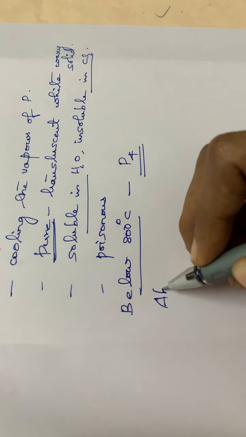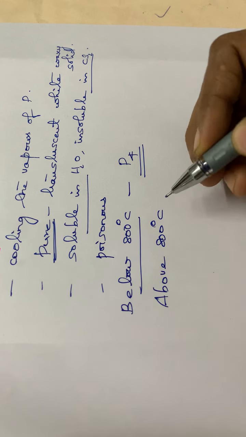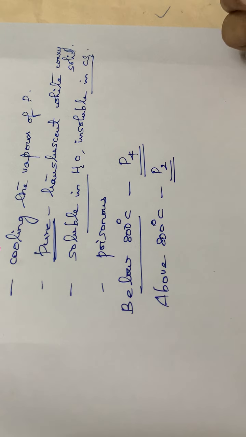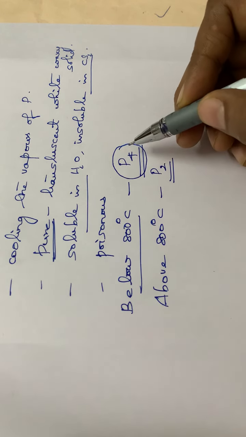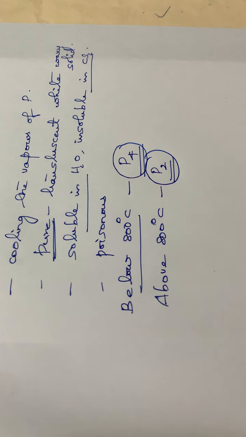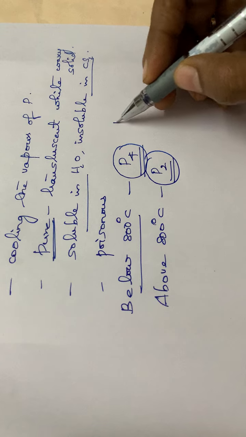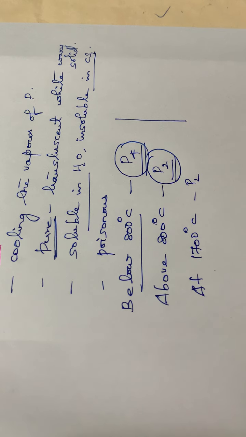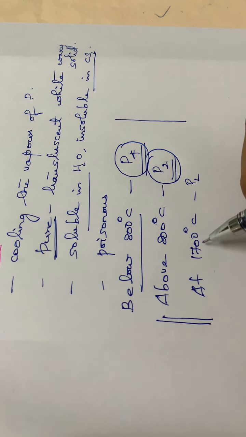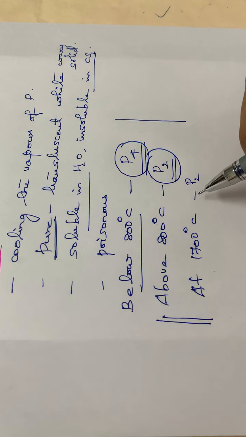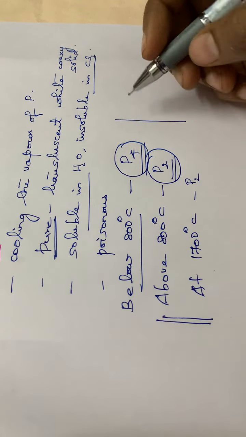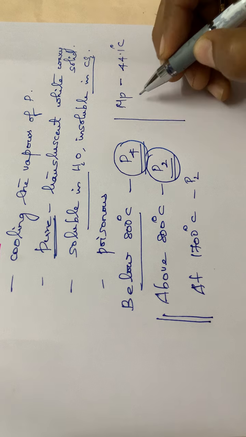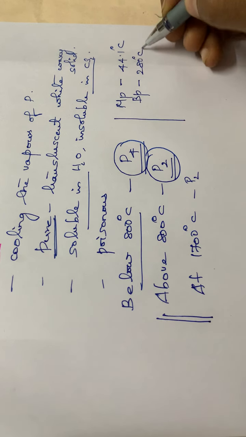Above 800 degrees Celsius, it dissociates to P2. Below 800 degrees it exists as P4, and above 800 degrees Celsius it exists as P2. At 1700 degrees Celsius also it exists as P2. The melting point of white phosphorus is 44.1 degrees Celsius, and the boiling point is 280 degrees Celsius.